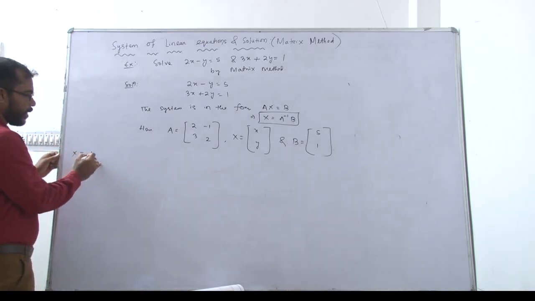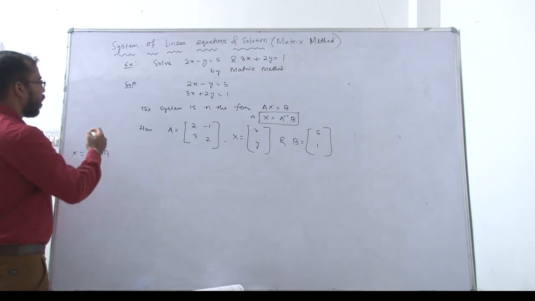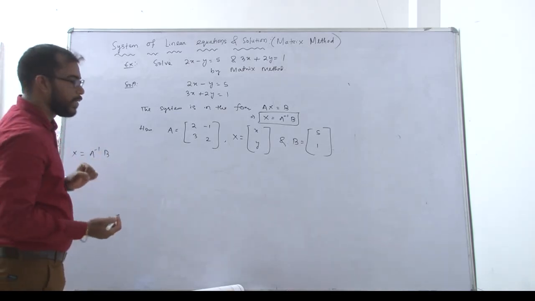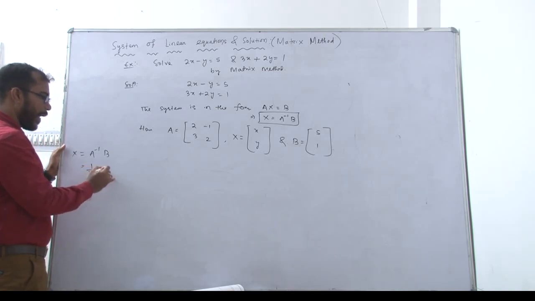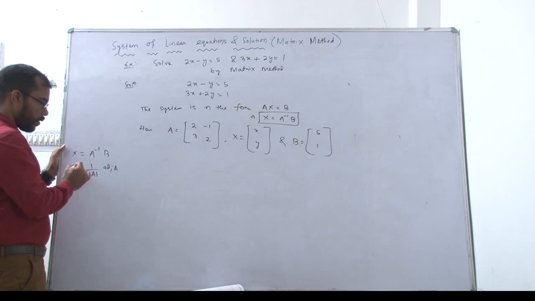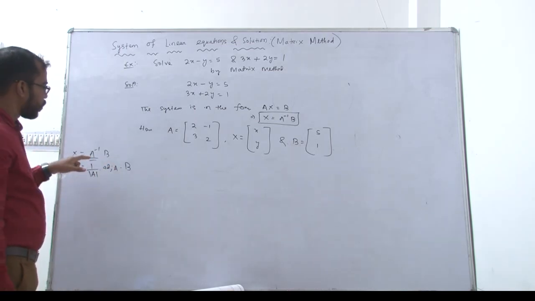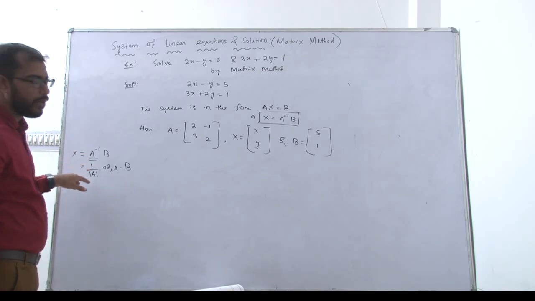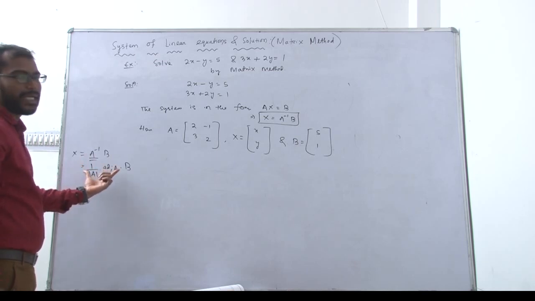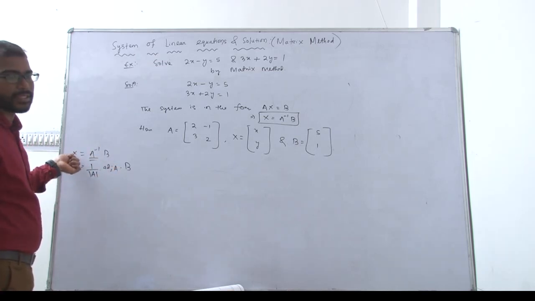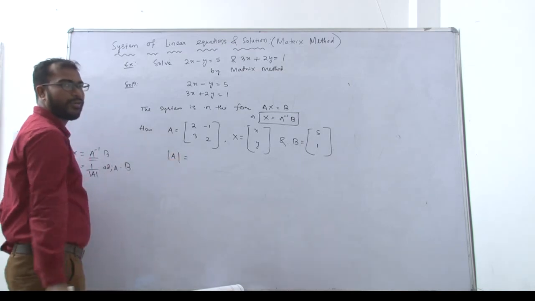So first of all, we have to evaluate A inverse B. X is equal to A inverse B. That means inverse of A. In previous classes, how to evaluate inverse of A? Inverse of A is given by the formula 1 by determinant of A into adjoint of A. So first we have to evaluate determinant of A, then adjoint of A, and then multiply to get the value of X.